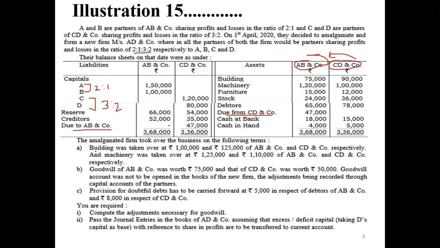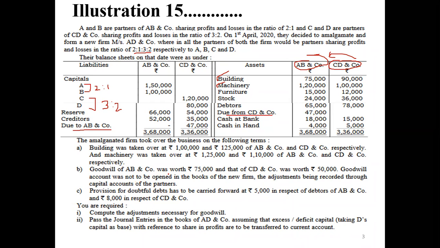Now let's see the terms and conditions of amalgamation to take over the business on the following terms. Number one, building was taken over at 1 lakh rupees and 1,25,000 of AB and Company and CD and Company respectively. So let's put a tick mark on building. We have two new values of building. Then machinery was taken over at rupees 1,25,000 and 1,10,000 of AB and Company and CD and Company. So let's put machinery also.